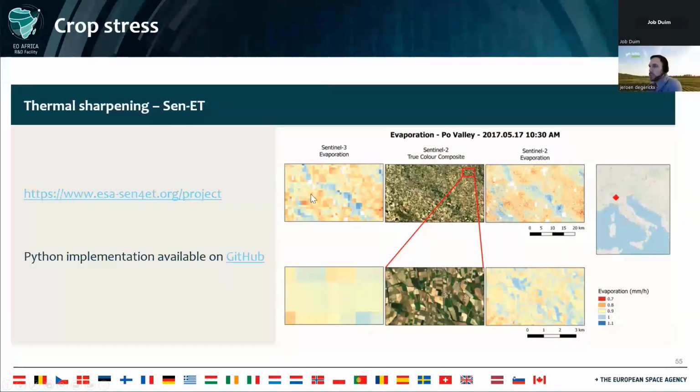And this is using Sentinel-3 thermal data at 1 kilometer resolution, combined with Sentinel-2 data to derive this high resolution land surface or crop temperature at 20 meters. So if you're interested in crop drought stress assessments at field scale, this is one very interesting approach.